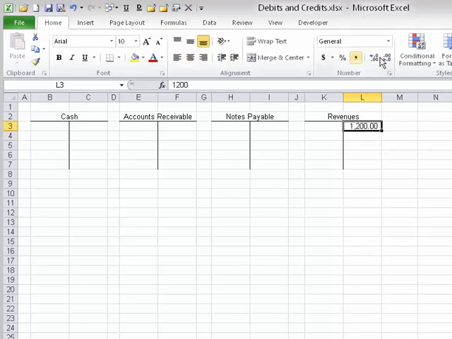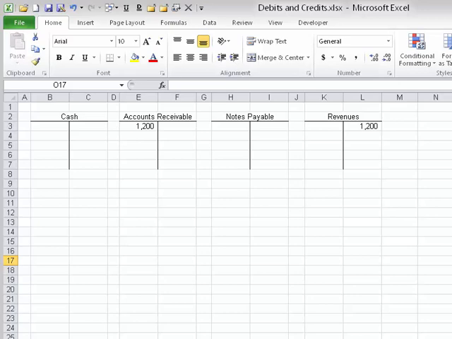Let me format this. In fact, I'll format it as I go. That's my credit side of the transaction, but I have to have a debit side. And the debit side would go to accounts receivable. So I'll put $1,200 there. I'll format that as well. Now, my transaction is done. I've debited accounts receivable for $1,200. I've credited revenues for $1,200.